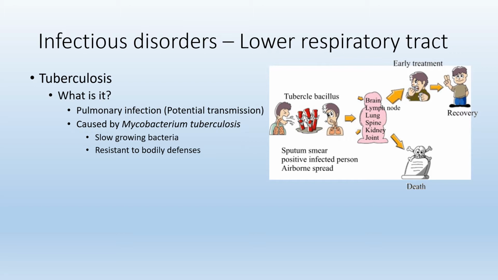That is a slow-growing bacteria that is resistant to bodily defenses. So even in healthy people, this tuberculosis bacteria can cause an infection. And in sick people and in people with compromised immune systems, it causes larger effects. It killed 1.5 million people in 2014, so it is still very prominent.